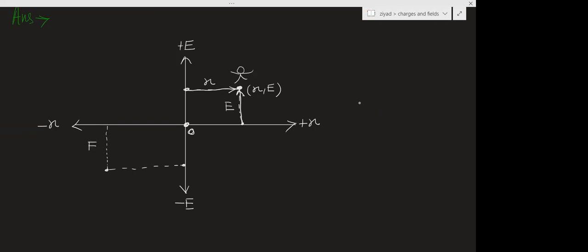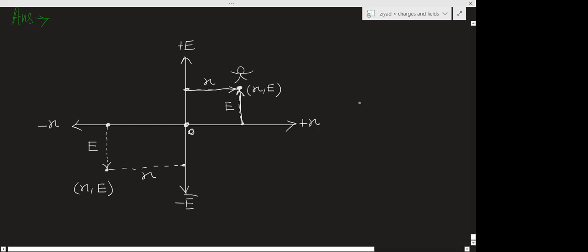This is the electric field, and this is distance x. Means your x coordinate is x and y coordinate is E. And we will check the sign of E and X. See here, for checking whether electric field is positive or negative, you are going in the downward direction, in this direction, and in this direction electric field is negative. So you will take electric field negative.